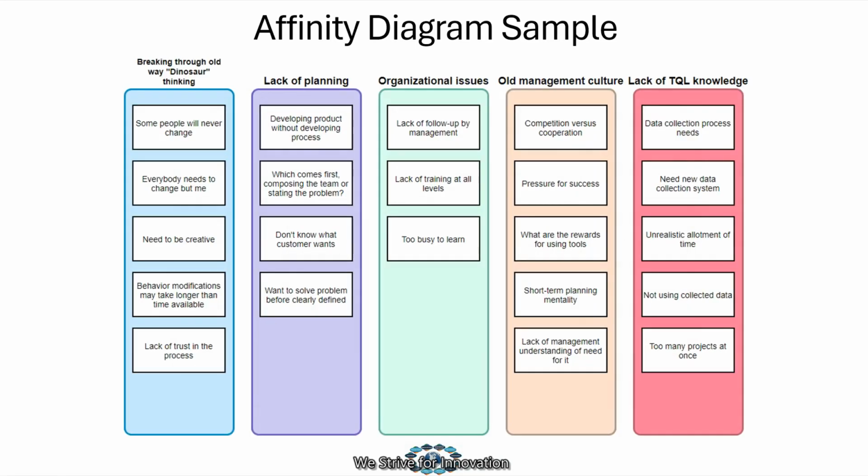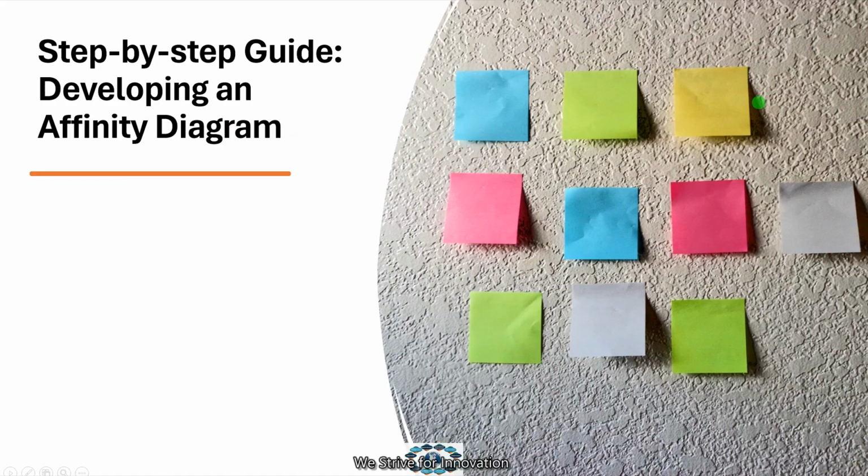Here is a sample of an Affinity Diagram. We haven't finished the steps yet, but this is just a sample. You can see how they are grouped together under headings like breaking through old ways of thinking and lack of planning. Those are the main categories, and those are the subcategories that go under each heading. Each one has its own heading, and then the related items. This way you can organize them, and then you can dedicate a team for each of those headings, according to their expertise and skills. Now let's continue with our steps.